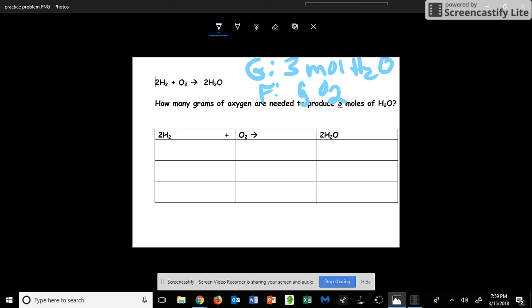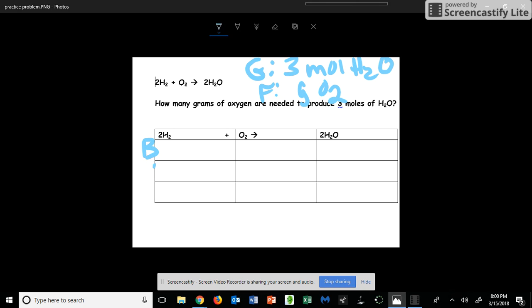The next thing you need to remember is that the BCA table only holds moles. If you're given anything else, you have to convert before you can get into the table. So we're given 3 moles of water. Since we have moles, we're able to jump straight into the table. We're given 3 moles of water.